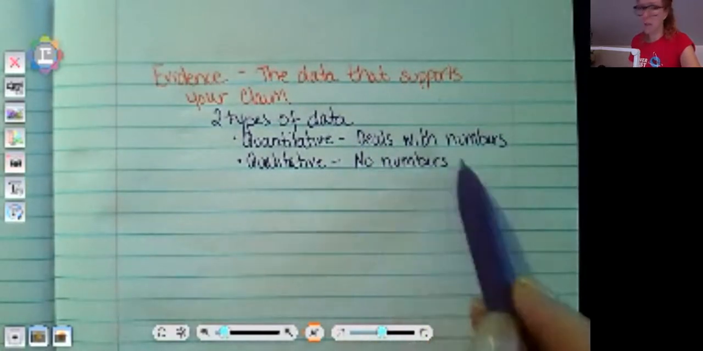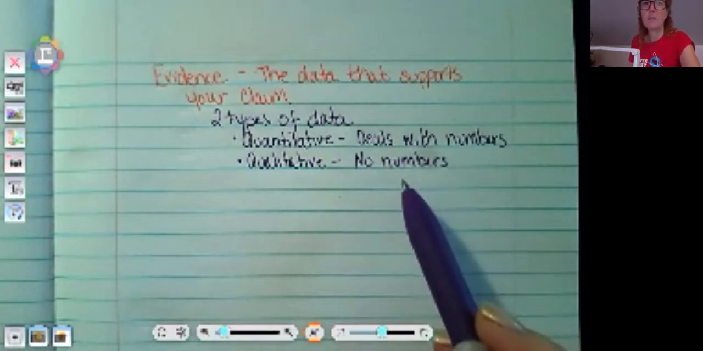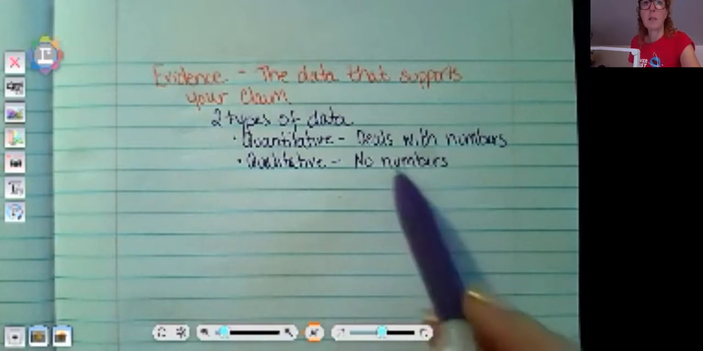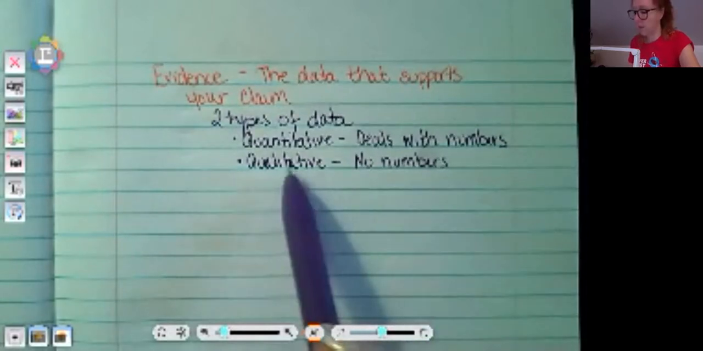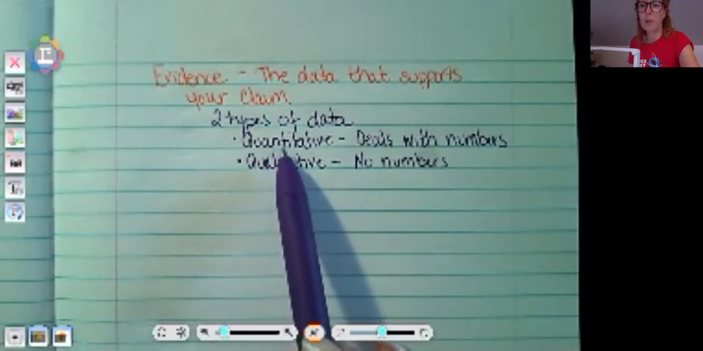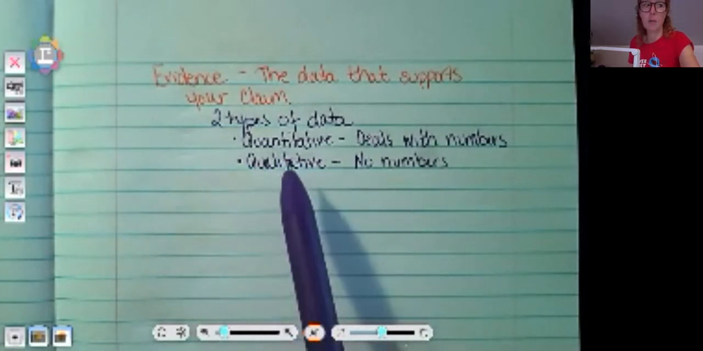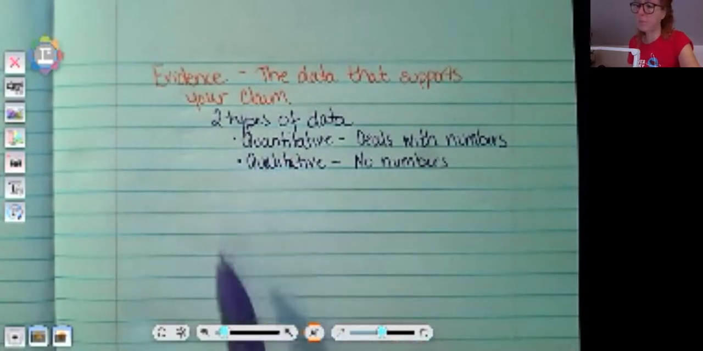Qualitative data are not going to have numbers. These are usually like descriptions, like how green something is, or if you see a color change happening, that would be qualitative. Quantitative would be like the rate of a reaction, how fast something goes. Qualitative is going to deal with anything that is not numbers.